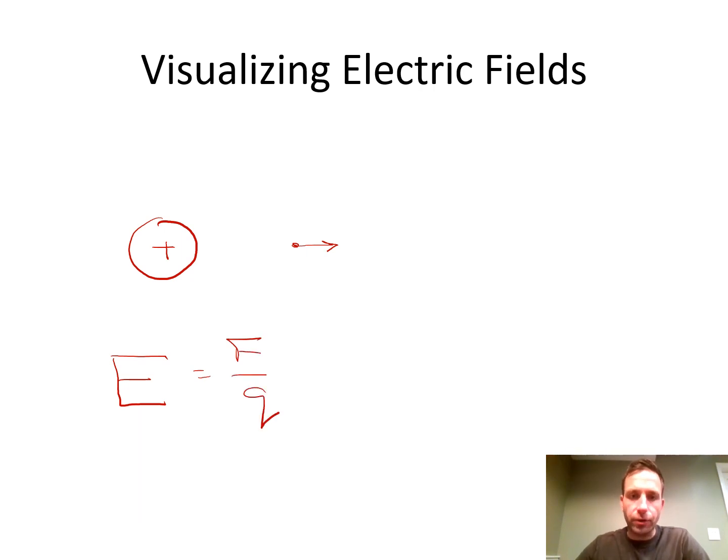Now if I had a bigger test charge here, the force would be bigger, but I'd be dividing by a bigger charge, and so you can see the electric field is independent of the size of the test charge. Now to draw a complete electric field, we'd want to imagine test charges all around this positive charge and see which way they would be pushed. Now we're getting a feeling for what the electric field looks like around a positive charge.